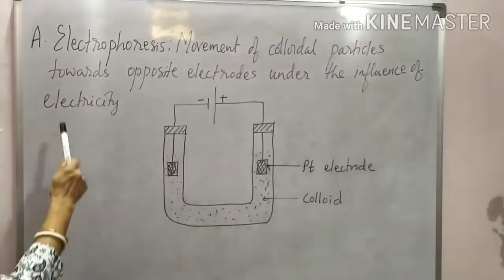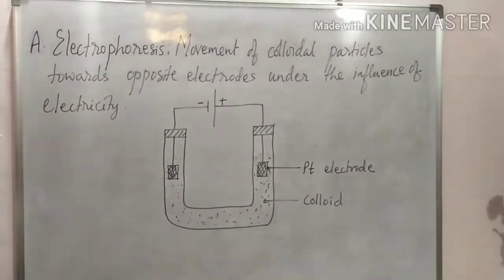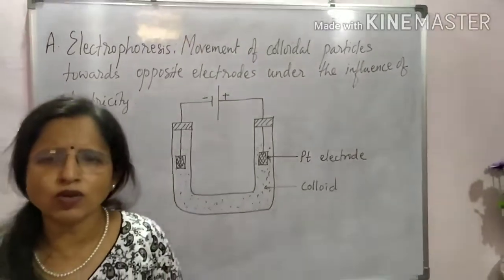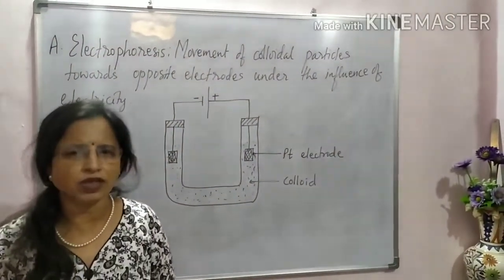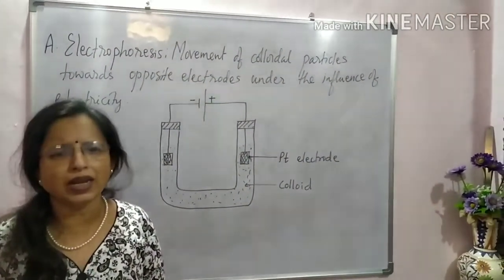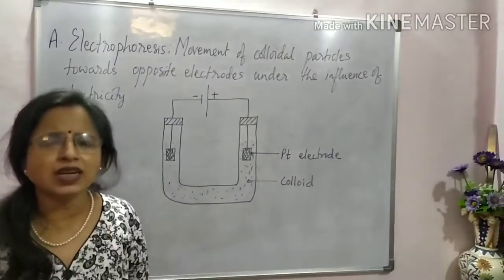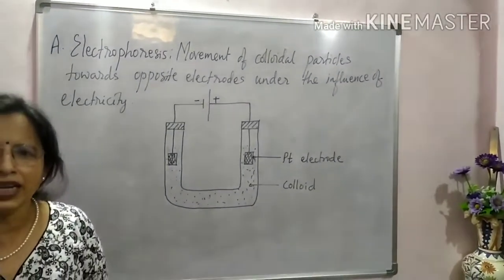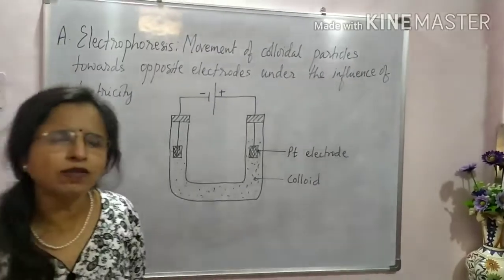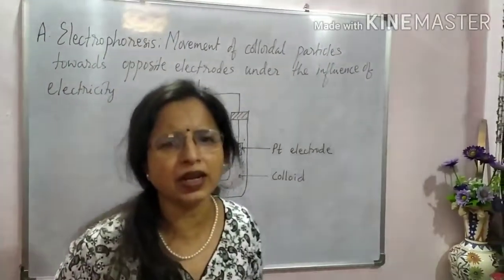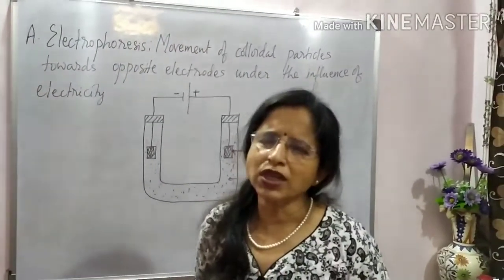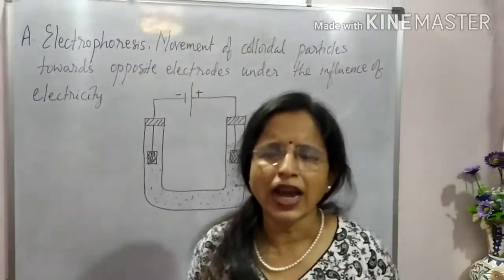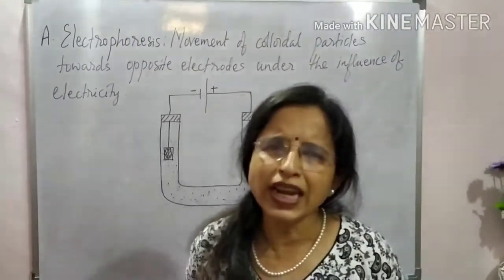Now let us take up the detection of charged colloidal particles by a method called electrophoresis or cataphoresis. So what is meant by electrophoresis? It is the movement of the charged colloidal particle towards the opposite electrode under the influence of electricity.